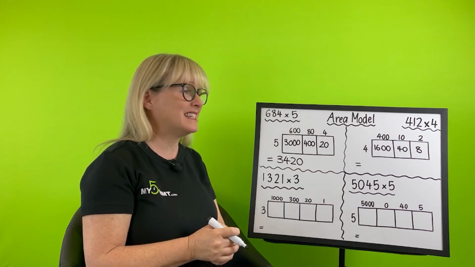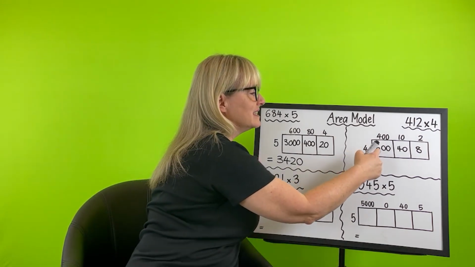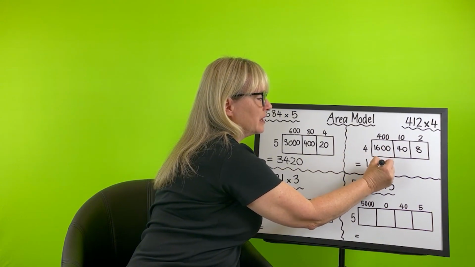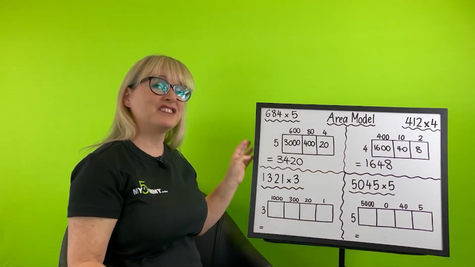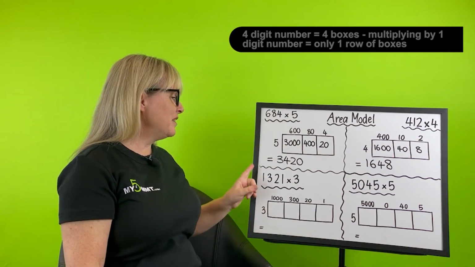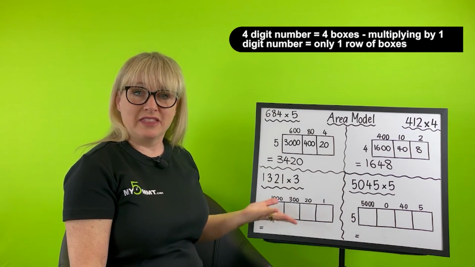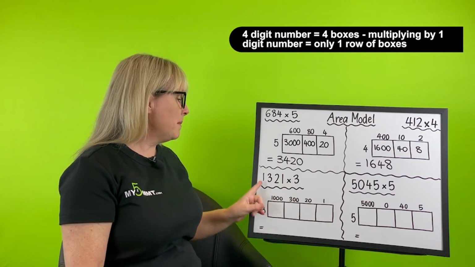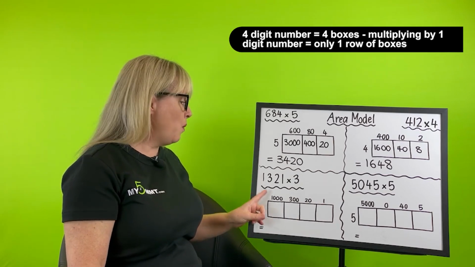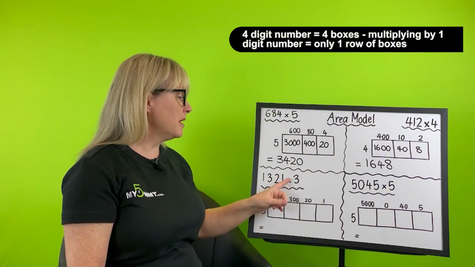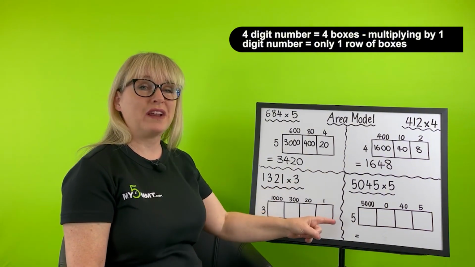That's an important step. We've got 1,648. That is a large calculation, but using the area model, it becomes quite simple. Now this is a four-digit number. That's why I've got 1, 2, 3, 4 boxes. I've broken up based on the place value 1,000, 300, 20 and 1, and I'm multiplying by a one digit, so there's only one row.